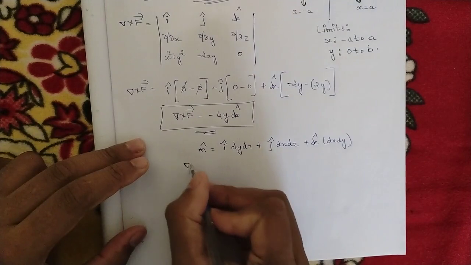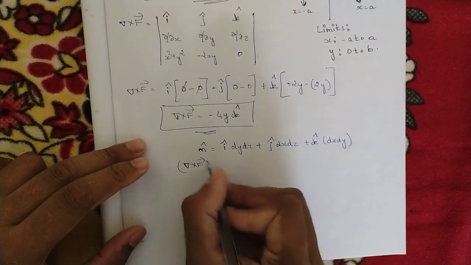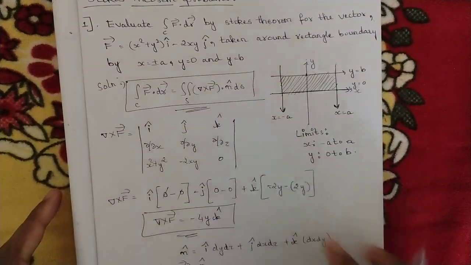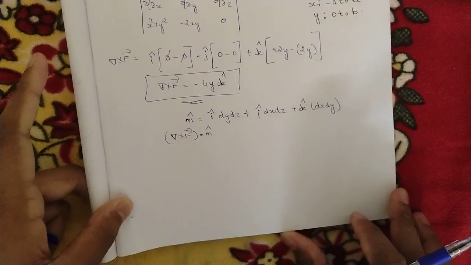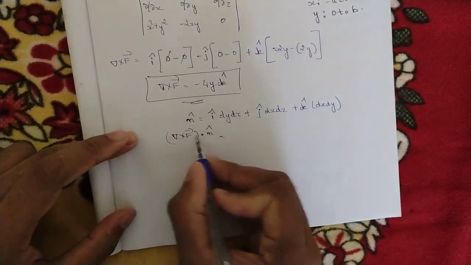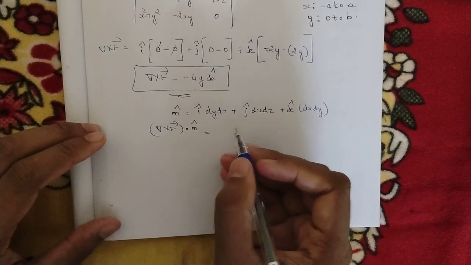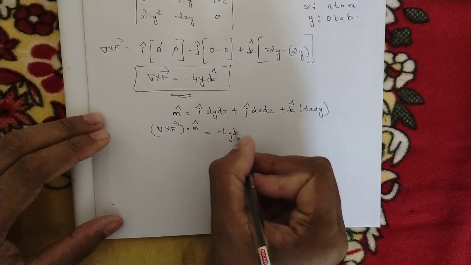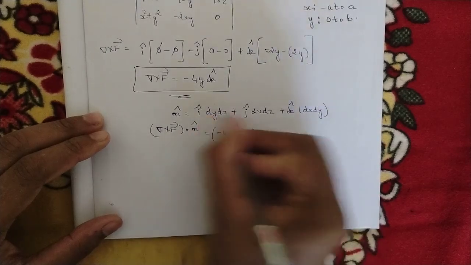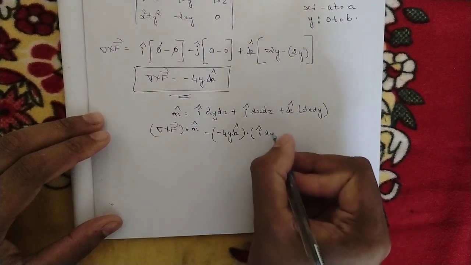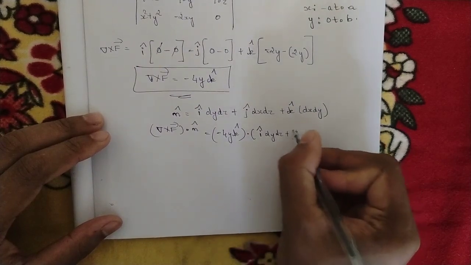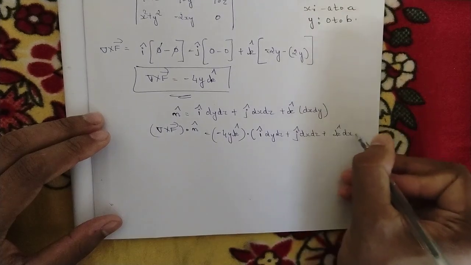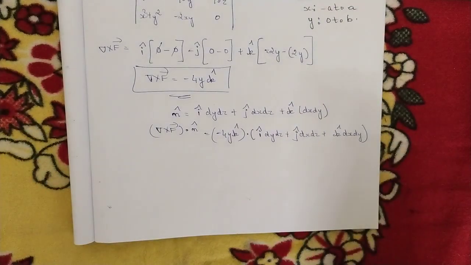Now the next thing is del cross f vector dot product with this unit vector, right? So this has to be done here according to the formula. Del cross f dot n vector is equal to, what is del cross f? We have got minus 4y k cap dot product with this term, that is i cap into dy dz plus j cap into dx dz plus k cap into dx dy, right?